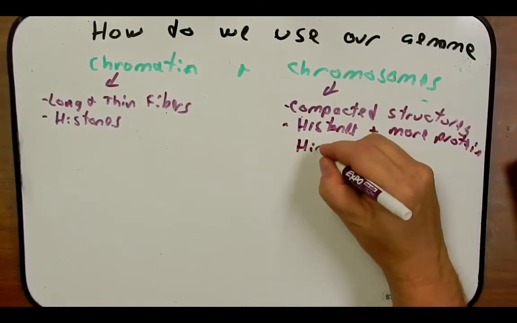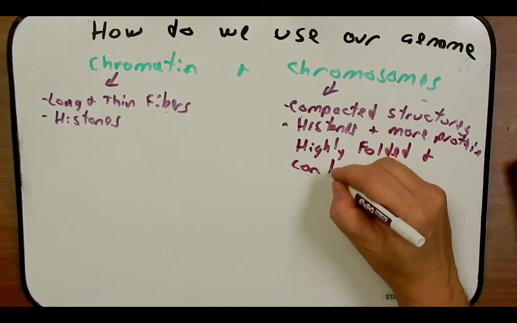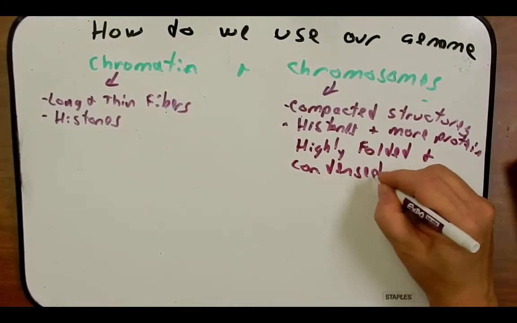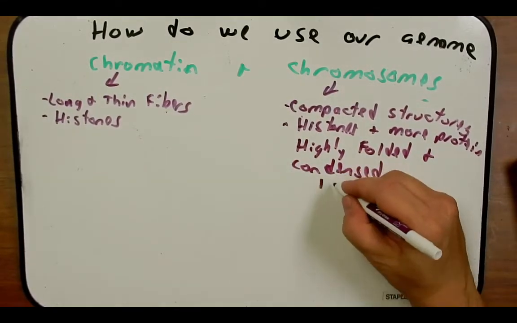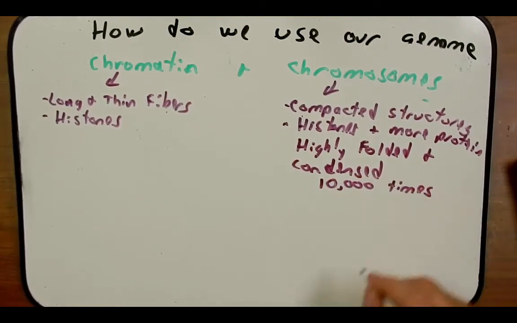Here they're packaged, the histones are still associated with them, plus more proteins. They're highly folded and condensed. They are compacted by about 10,000 times. In fact, to think about how well these are packaged, recognize that in a human cell, there are over 2 meters of DNA. The only way you can get those 2 meters of DNA packaged into a nucleus is by highly and in a very organized manner, folding it and condensing it.